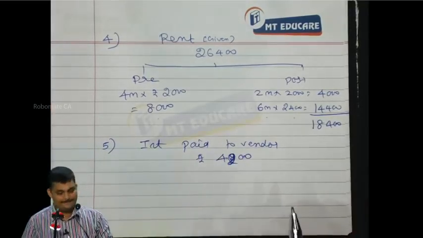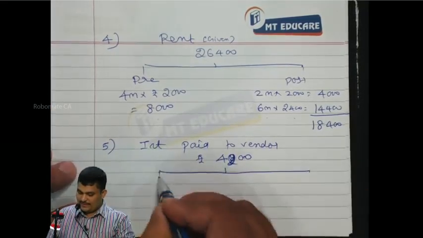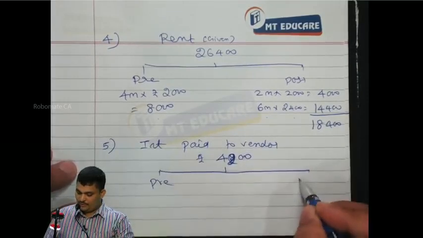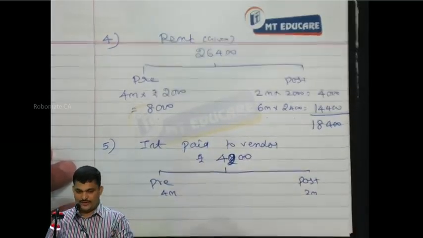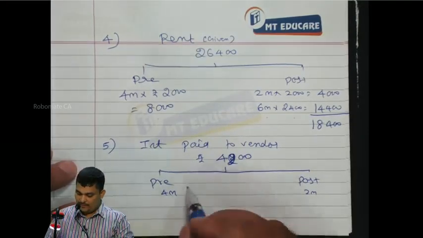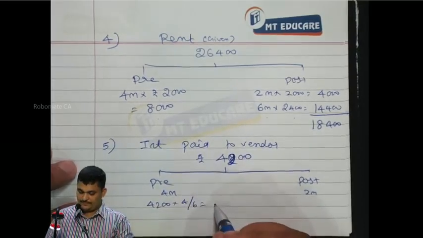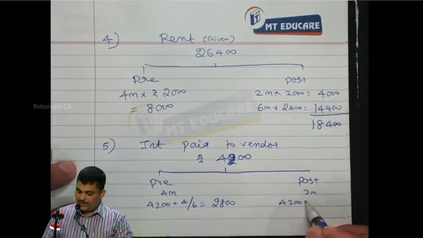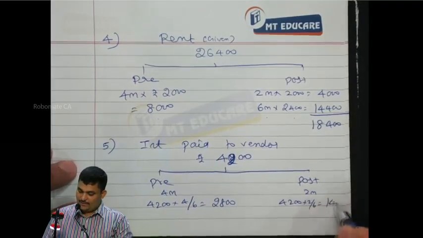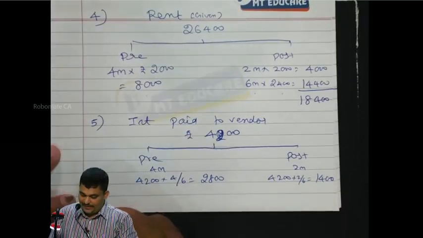4,200. Everybody. So we are splitting this interest into pre and post for 4 months and 2 months. So thereby 4,200 into 4 by 6 and 4,200 into 2 by 6, 1,400. Everybody, now we'll provide a note.